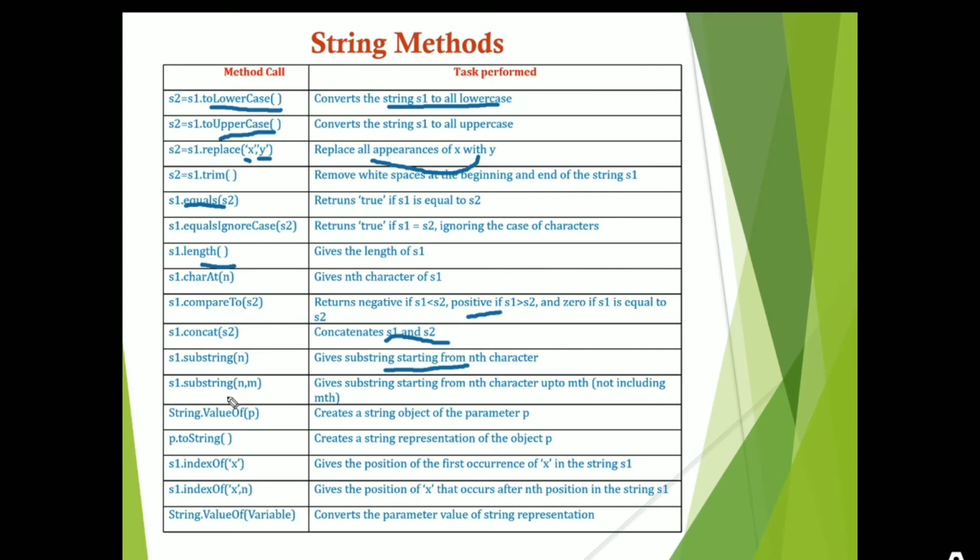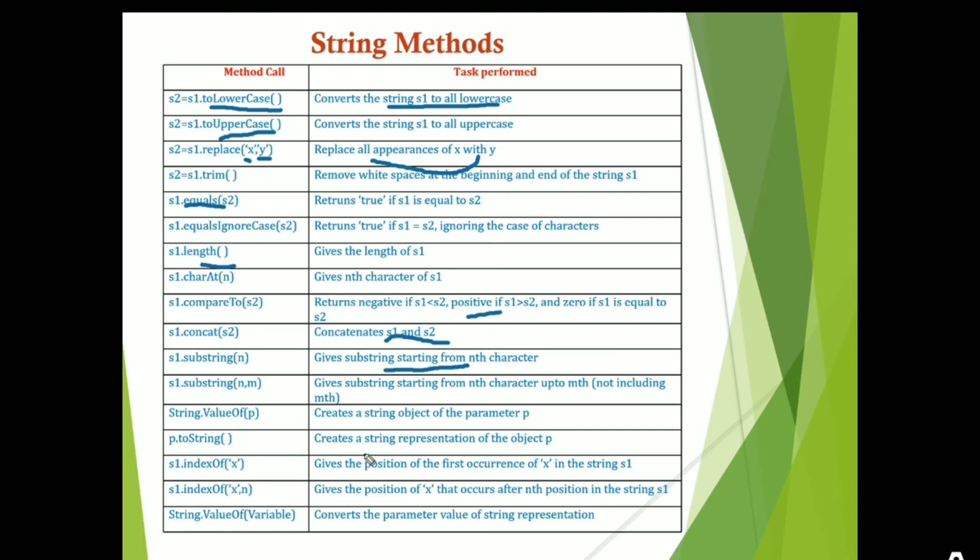And the valueOf method creates a string object of the specified parameter. The value of the parameter can be returned, so the string object of the parameter p can be created. And toString returns the object represented as a string. p is the object which can be converted to a string by using the toString method.